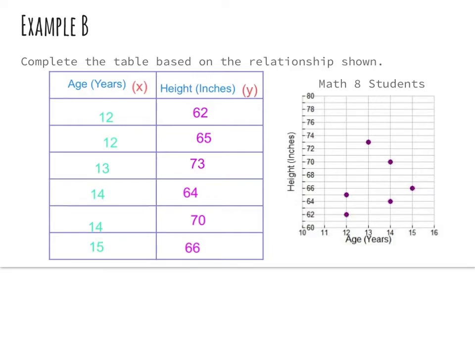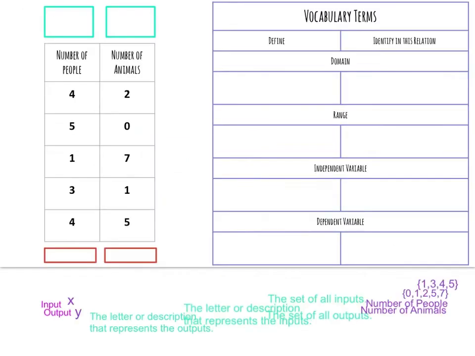Now let's take a look at some vocabulary terms. Alright, so here we have two sets of data. We have the number of people and the number of animals, and they're going to be compared to one another. So the number of people is going to be our x. It's the first thing we're going to be talking about. The other part of our relationship is the number of animals, so that's our y.